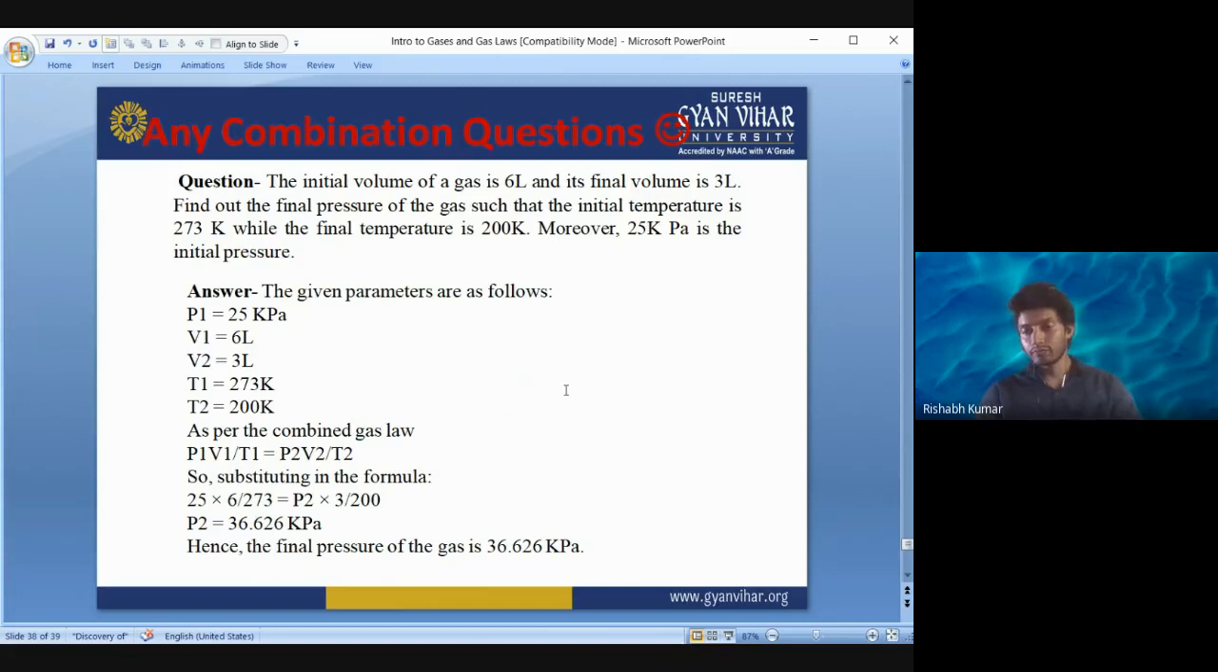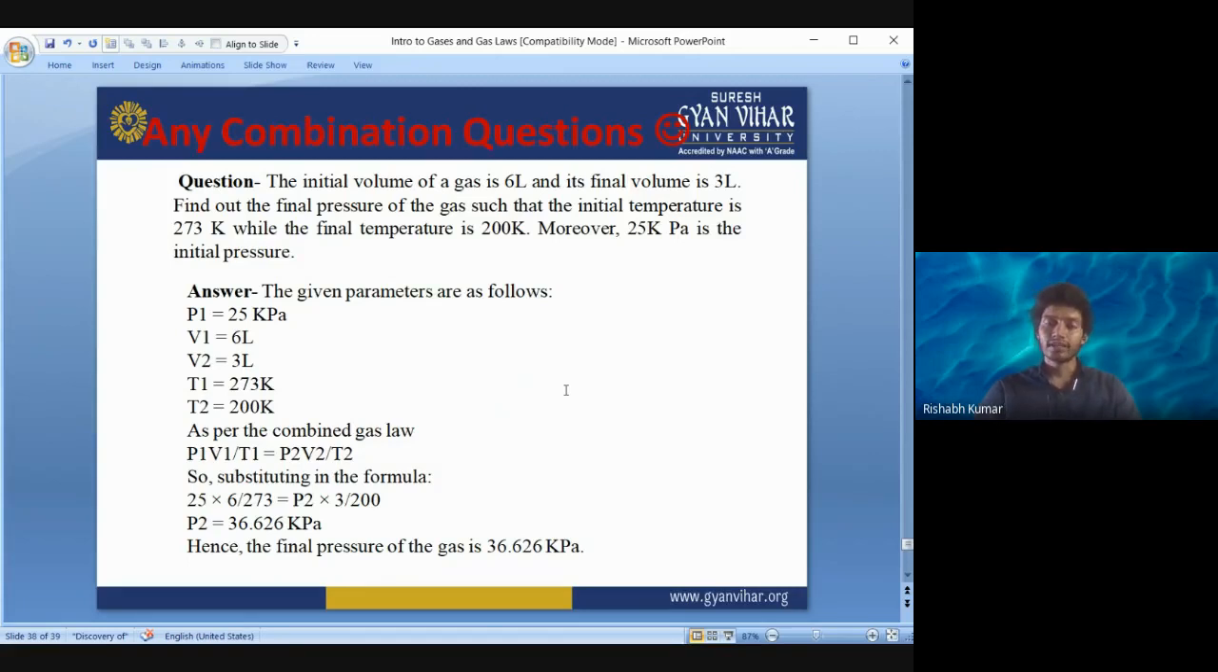वॉल्यूम घटेगा तो प्रेशर बढ़ेगा, है ना. वॉल्यूम घटेगा आपका प्रेशर बढ़ेगा, बट अगर टेम्परेचर घटेगा आपका प्रेशर घट जाएगा. तो वो कंपनसेट कर रहा है, तो टेम्परेचर के कम होने से आपका प्रेशर भी घटेगा.